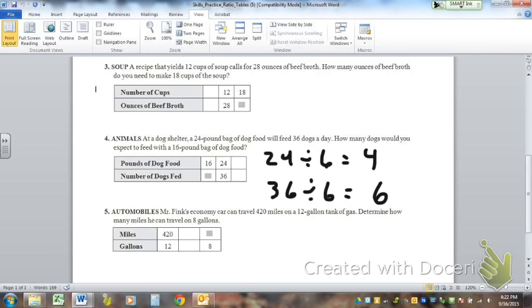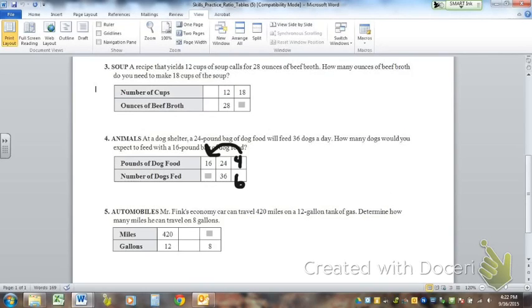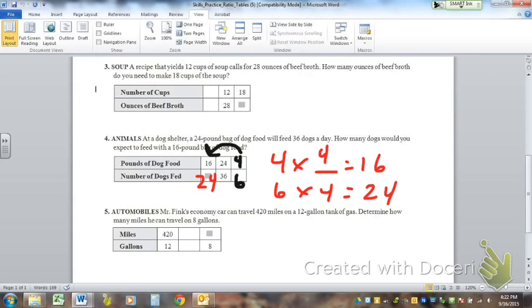Now in order to get that 4 back to a 16, I have to multiply. So 4 times what equals 16? And that would be 4. So I have to multiply 6 times 4 to get 24. So the answer is 24 dogs can be fed with 16 pounds of dog food.